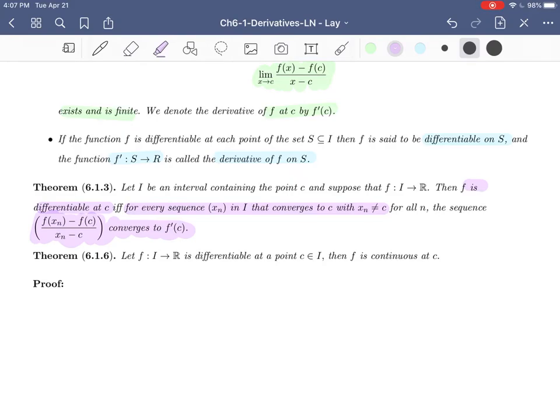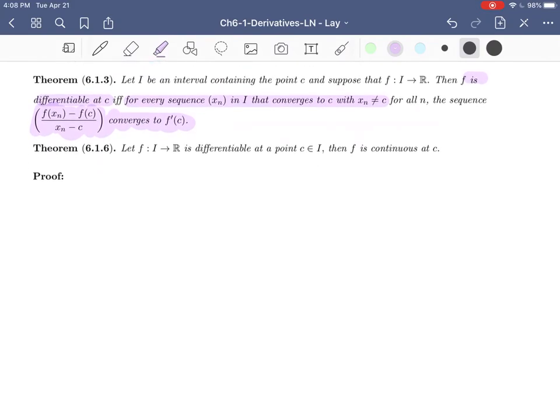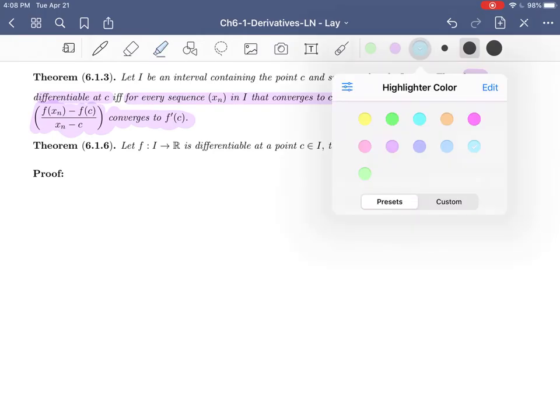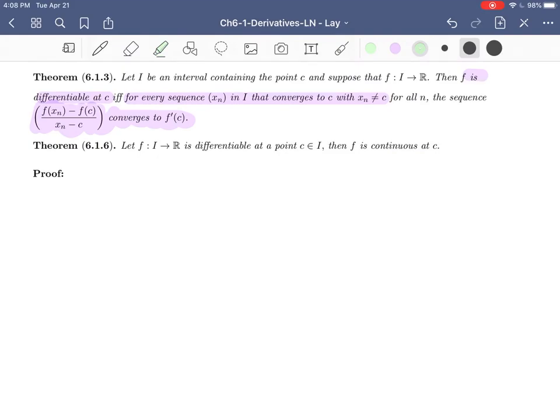Let's take a look at a second thing that we know is true. Theorem 6.1.6 says, if we have this function from I to R, and this function is differentiable at a point c, then it has to be continuous at that point c. Right, so if we know we have differentiability at c, then it has to be continuous at c. So let's go through and take time to prove this.